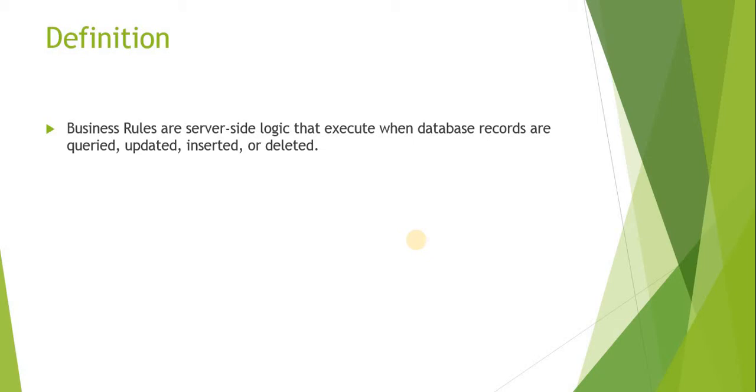These are server-side logic that executes when database records are queried, updated, inserted or deleted. So whenever you are performing an action on the form like inserting a new record, updating a record, deleting, or when you are opening a form and the form is querying the database, these are the times when a business rule runs and you can perform some action through business rules. They run on the server side, so you can bring any data from any other table, perform any action, send an email. We'll see that in the next slide.